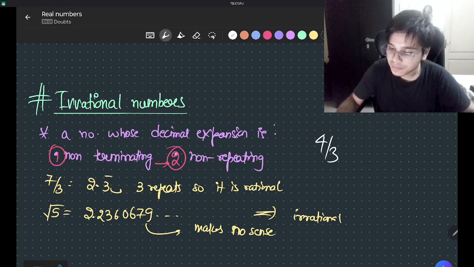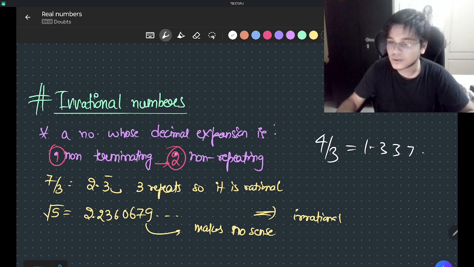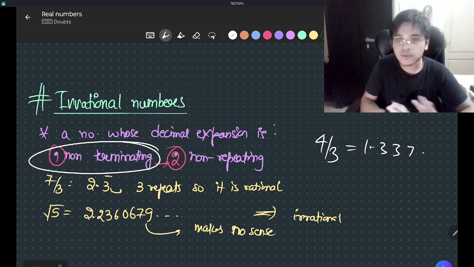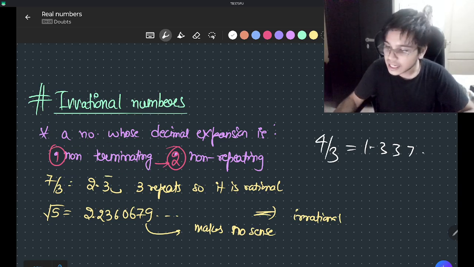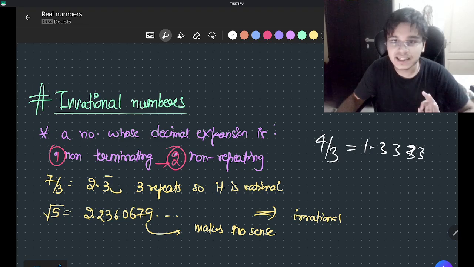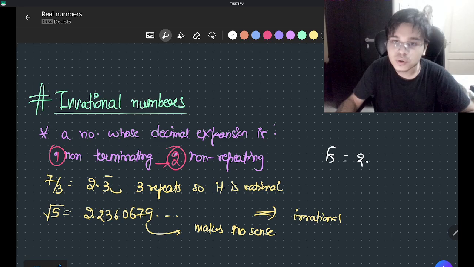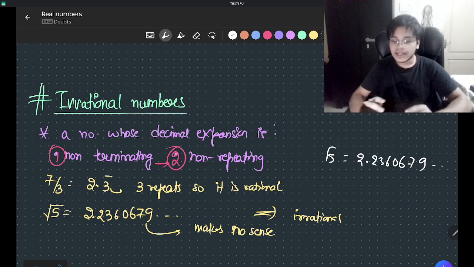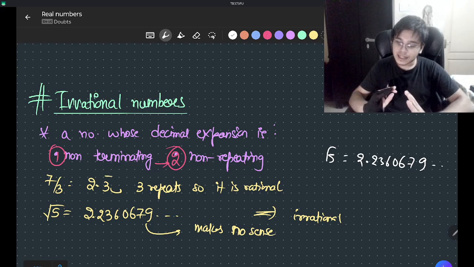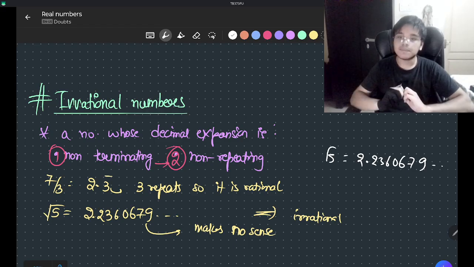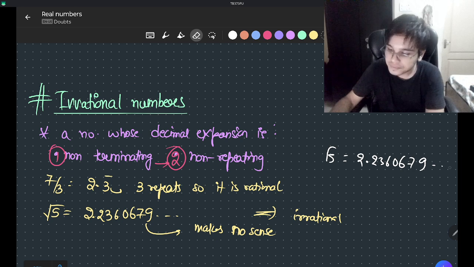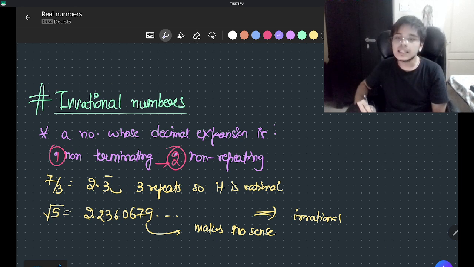Now say 4 by 3. 4 by 3 is 1.33333 and so on. It is non-terminating for sure. But you can see that this 3 is constantly repeating. So it is a rational number. Now let's take root 5. So the decimal expansion is 2.2360679 and so on. It is neither terminating, nor is there any repeating pattern, as you can observe. So it definitely is an irrational number.